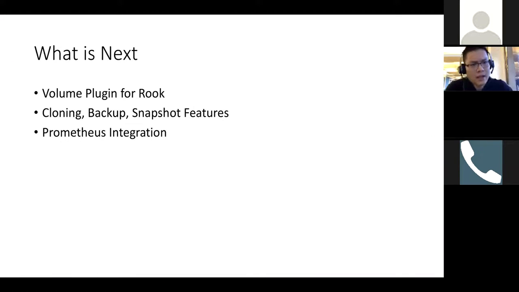So what's next for us? What's next is that we want to create a Rook volume plugin. This is to enforce our message that not only do we want to be part of Kubernetes, not only do we want to be inside of Kubernetes, but we also want to integrate deeply with Kubernetes. We feel that having our own volume plugin will give us that fine control for Rook and more seamless integration with Kubernetes. We're also looking at features like cloning, backup, and snapshot for the future. And as with most other services within Kubernetes, we also want to integrate with monitoring systems like Prometheus. That's something we're currently looking at.